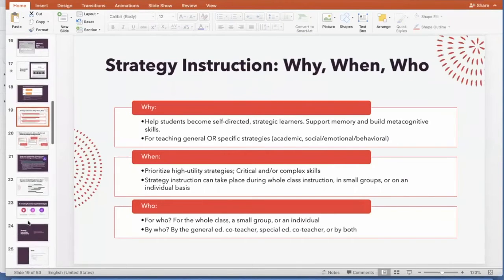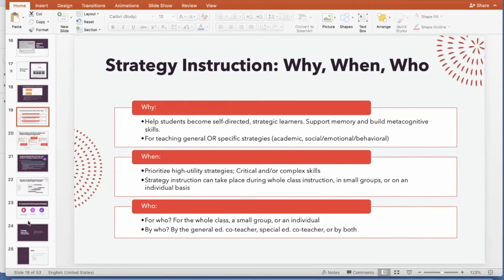All right, so we looked at some examples. I want to think for a minute about why, when, and who strategy instruction is for. So why we talked about a little bit already. We want students to become strategic learners. We want them to be self-directed. When, it's important to prioritize high utility strategies. You can't teach a strategy for every single skill and concept and behavior across every content area all year. It would be overwhelming to students and overwhelming to you.